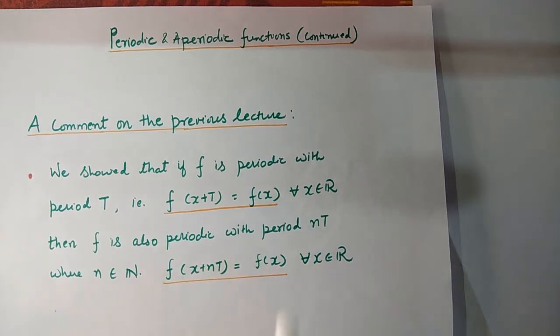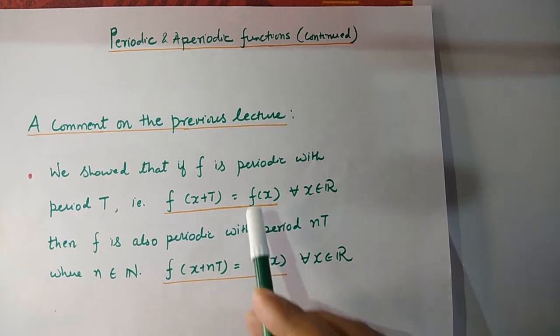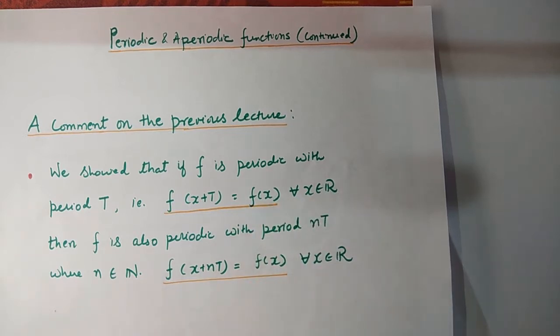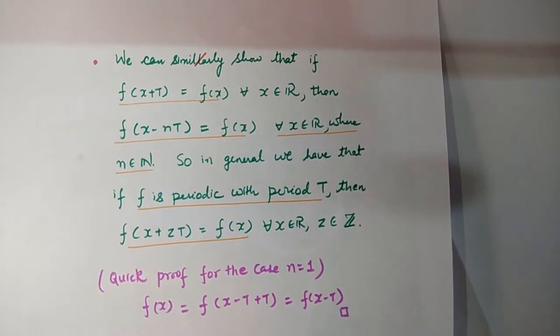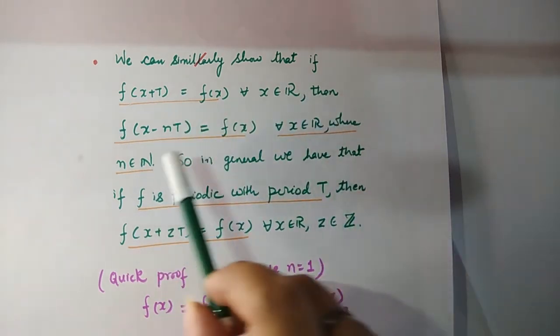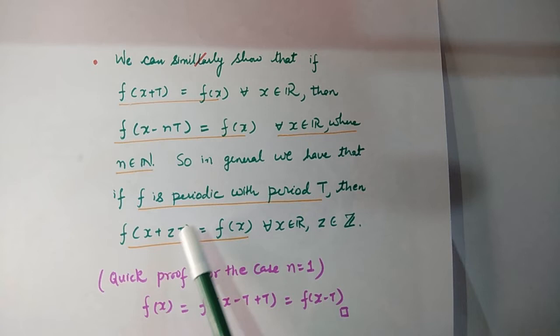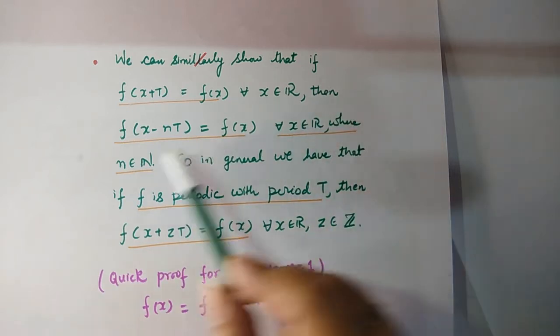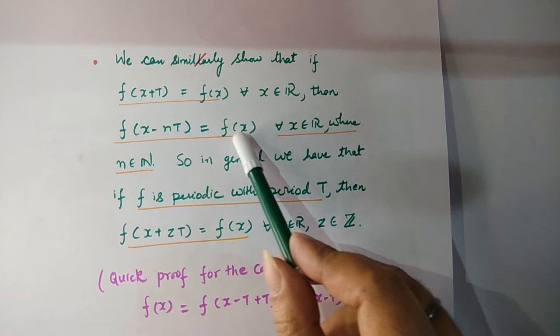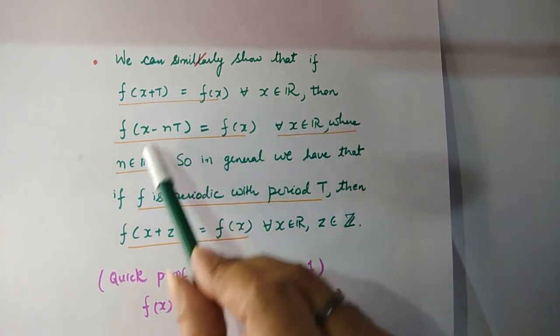We showed that if f is periodic with period t, that is f of x plus t is equal to f of x for all x belonging to R, then f is also periodic with period nt, where n is a natural number. That is, f of x plus nt is equal to f of x for all x belonging to R. However, we can say something more. If f is periodic with period t, then not only f of x plus nt is equal to f of x, but also f of x minus nt is equal to f of x for all x belonging to R, where n is a natural number.